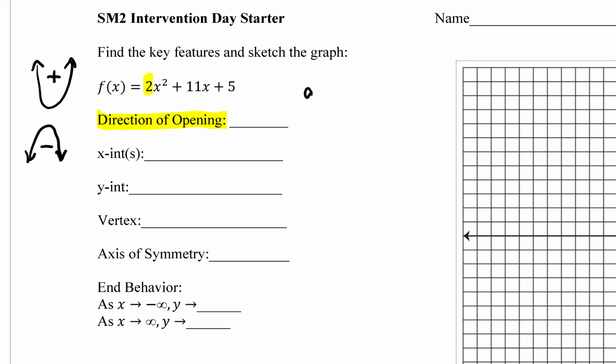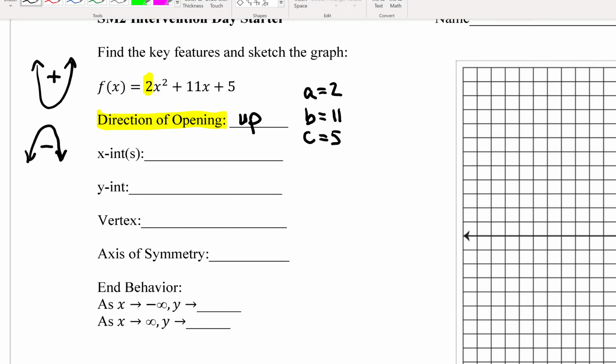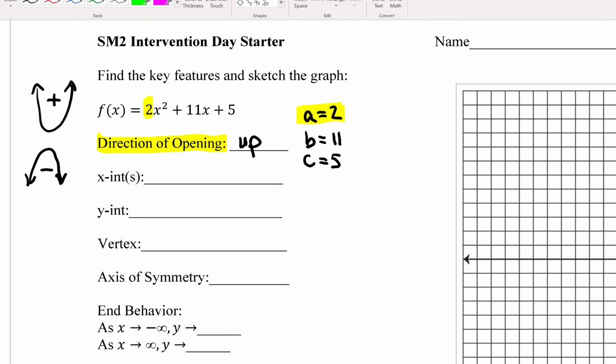In fact, we're going to go ahead and list out A, B, and C because we're going to need each of those. A is 2, and B is 11, and C is 5. And the direction of opening is up precisely because A is 2, and 2 is positive.